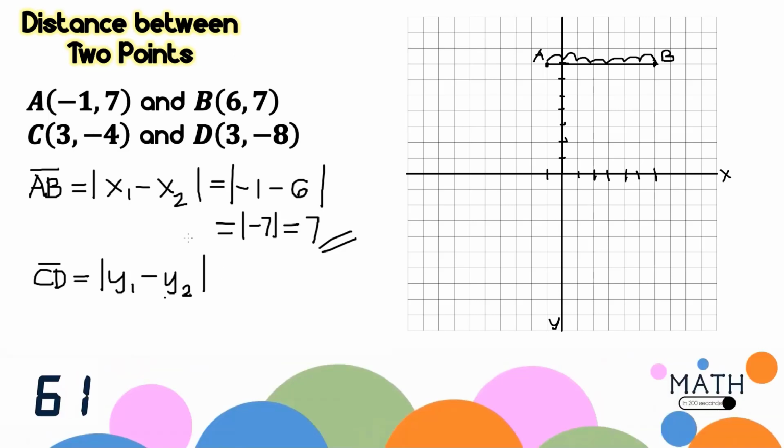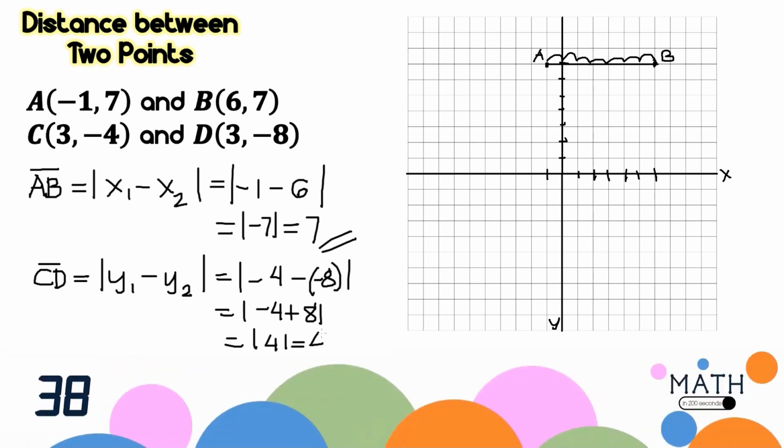If you have the same x coordinate, just like C and D, you just need to operate on your y coordinates. You have -4 minus your second y coordinate, which is -8. So by the double negative property, you have -4 plus 8. This will give you the absolute value of 4, which again results to 4.